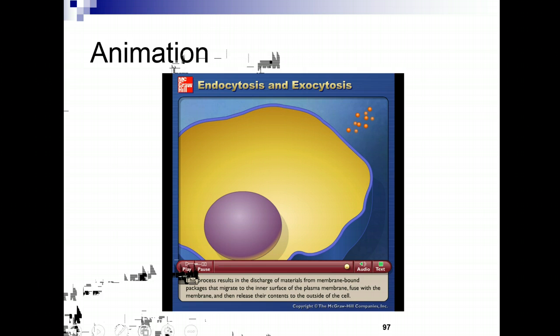Now that we have talked about how substances move across the membrane, we will finish up Chapter 5 by talking about how specialized junctions allow cells to connect and communicate in the next set of narrated lectures.